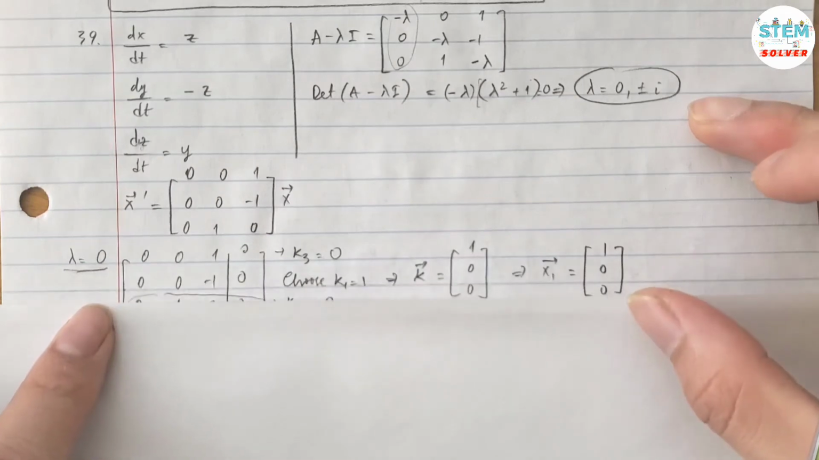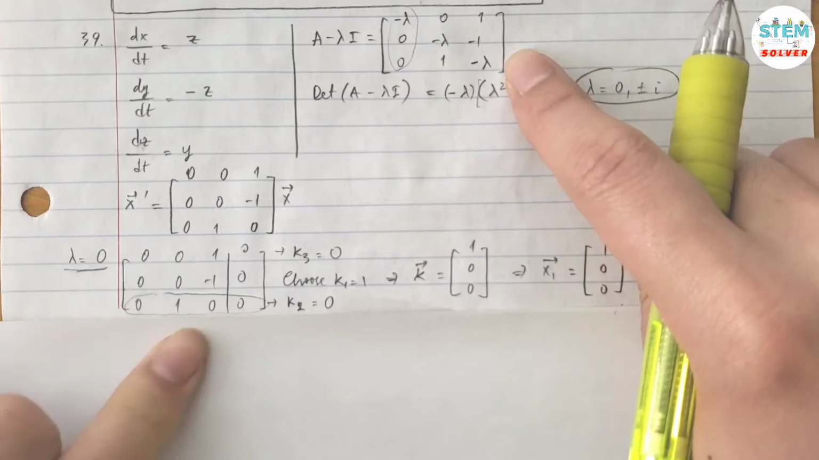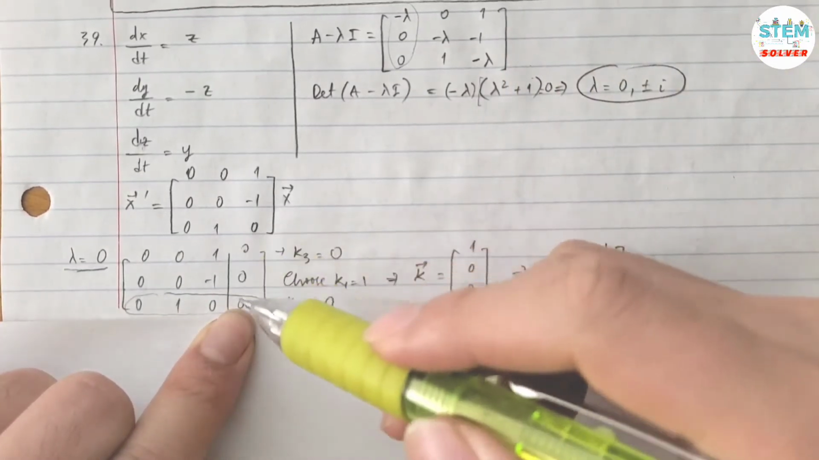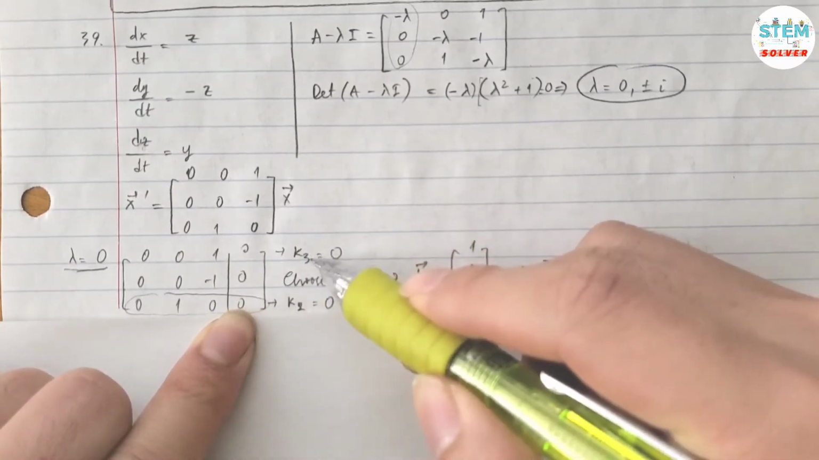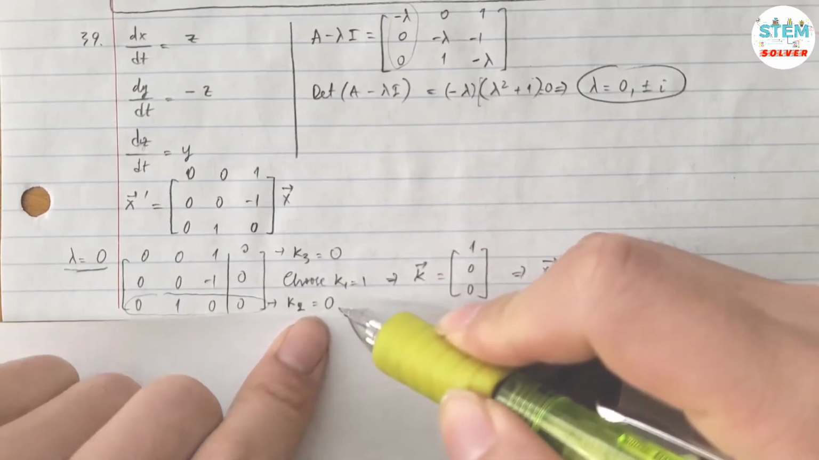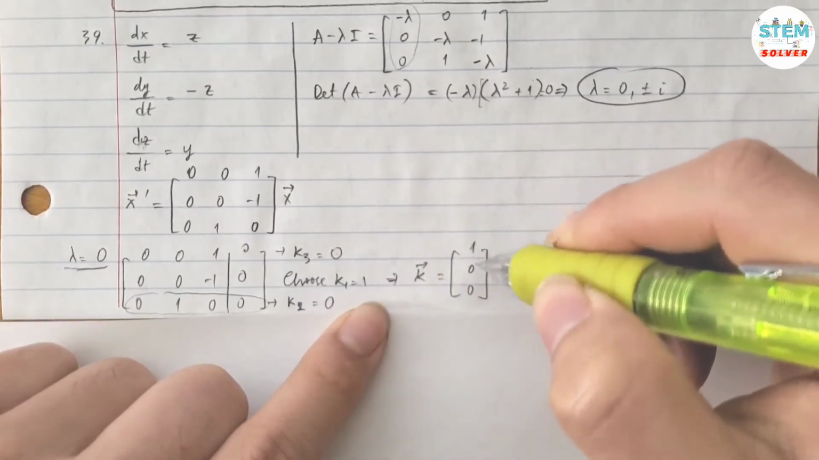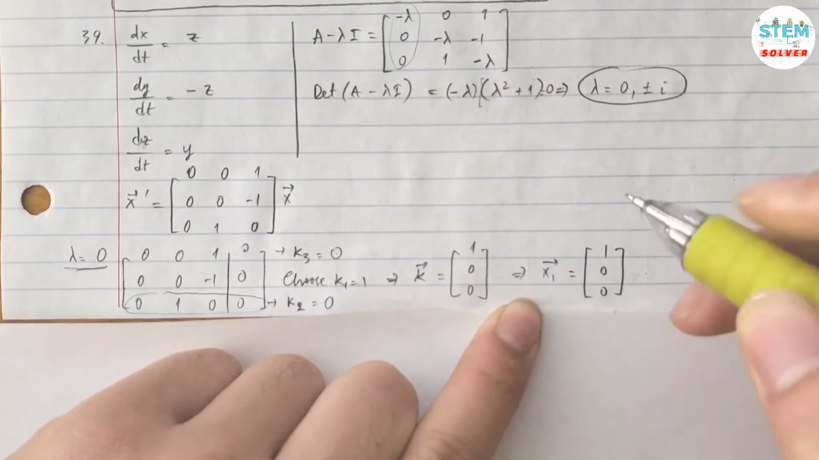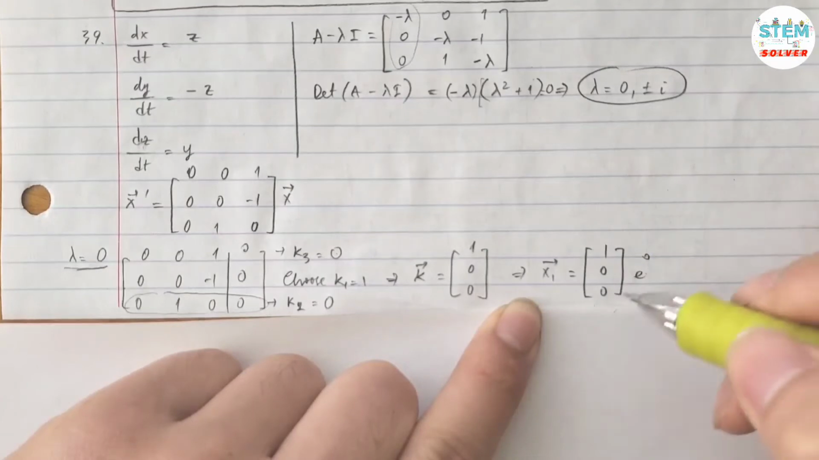Let's take a look at the first case, when lambda equals 0. Plug it into this matrix, that gives you this matrix augmented with 0. Look at the whole matrix. The first equation gives you k3 equals 0. The third equation gives you k2 equals 0. And k1 is free, so choose k1 equals 1. Then my vector k is (1, 0, 0), and my vector x1 is (1, 0, 0) times e to the 0t, which is 1.